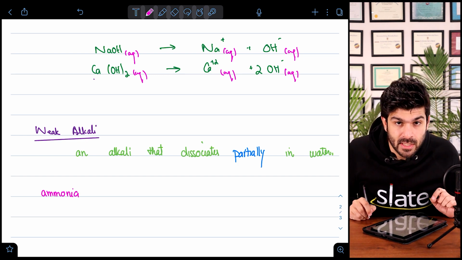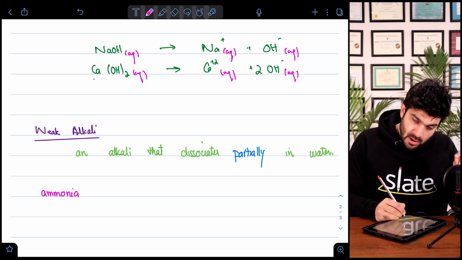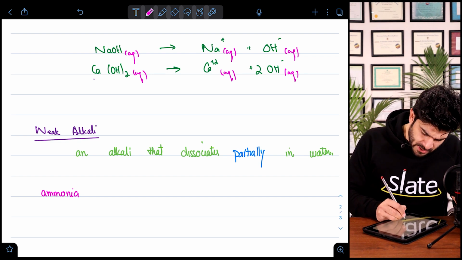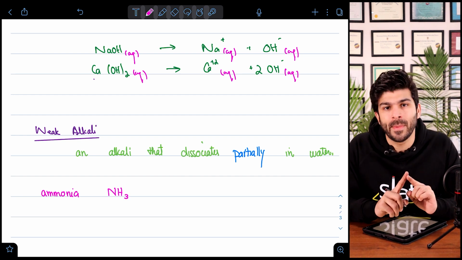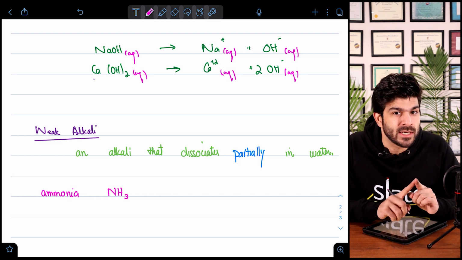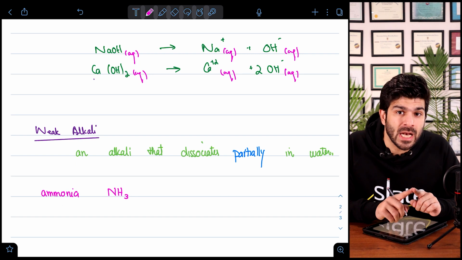Now there it's a little different. Remember what I said. What are bases? Bases are the oxides or hydroxides of metals. But what is ammonia? NH3. There is no metal, there is no oxide, there is no hydroxide. Then why is ammonia an alkali?